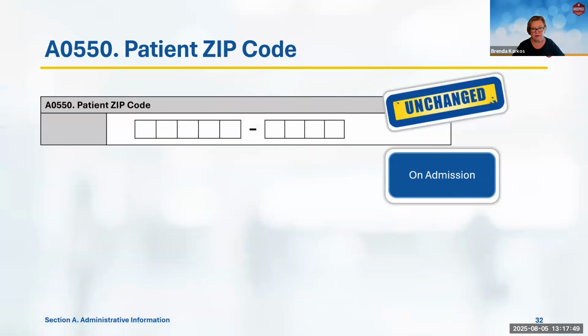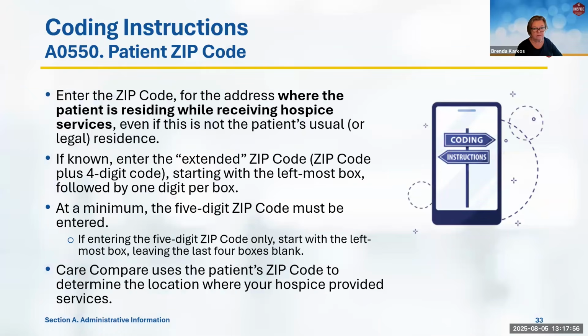Now let's look at the zip code. This is another Section 8 item that is unchanged. This item is only collected on admission. And here are just a few coding instructions for the zip code.